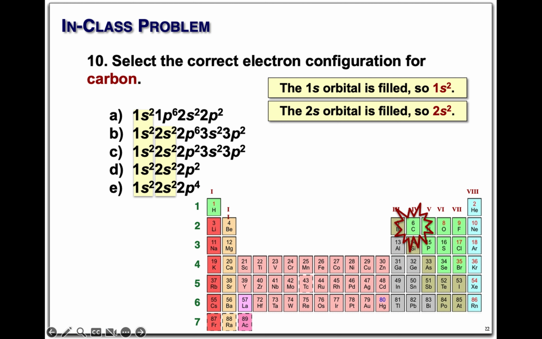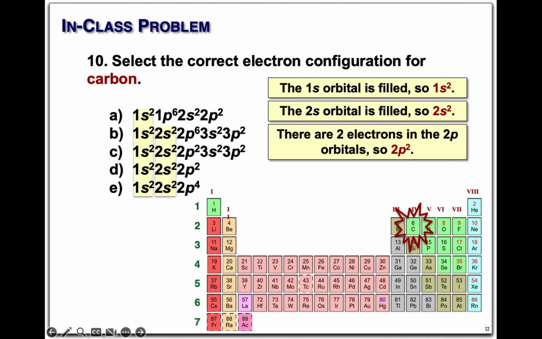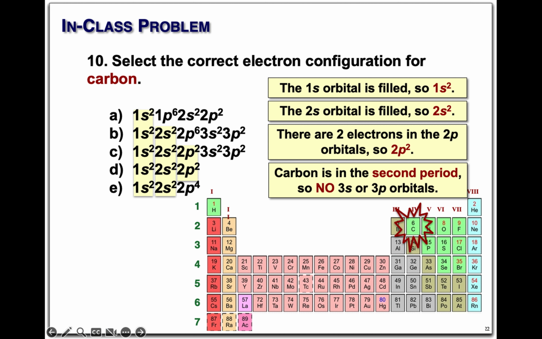So we eliminated 1. Our next 2 electrons are going to go into the p orbital. This is 1, 2. That's a 2p2. Now we have 2 choices. The problem with this guy is that it has 3s and 3p's. Nope. Second period, not third. So these go. This is our correct answer: 1s2, 2s2, 2p2.